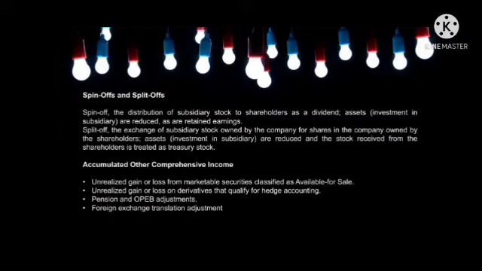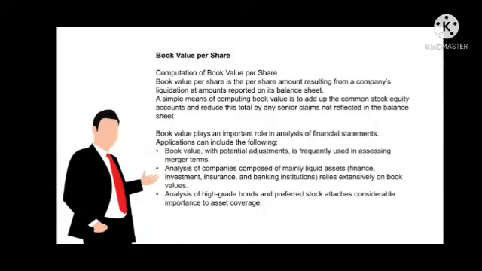Under US GAAP and IFRS, other comprehensive income is accumulated over time and shown separately from retained earnings, but as part of shareholder equity under the heading accumulated other comprehensive income. Book value per share. Computation of book value per share. Book value per share is the per share amount resulting from company liquidation and the amount reported on its balance sheet. A simple means of computing book value is to add up the common stock equity accounts and reduce this total by any senior claim not reflected in the balance sheet.